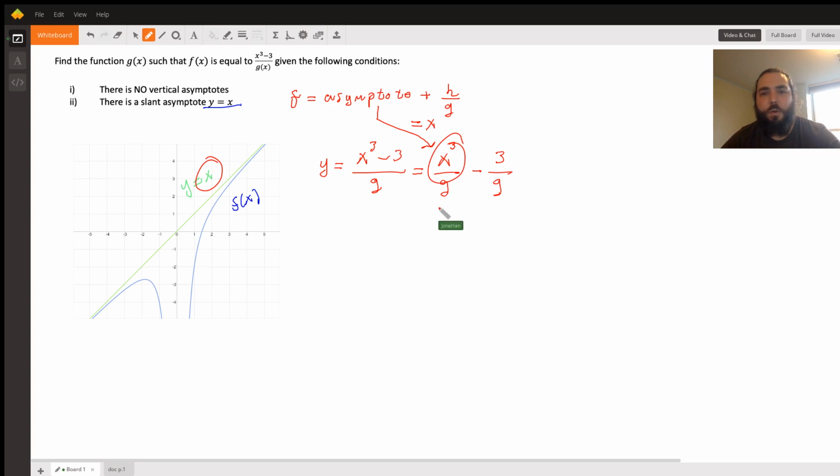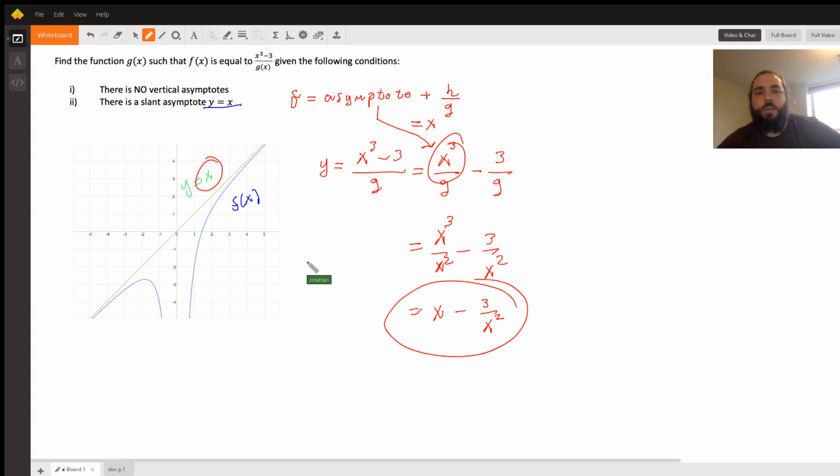So what do we do to make this piece right here equal to x? Well, x cubed divided by x squared would give you x. So then we get x minus 3 over x squared, and that right there is your answer. We can say, therefore, f is equal to x cubed minus 3 divided by x squared.